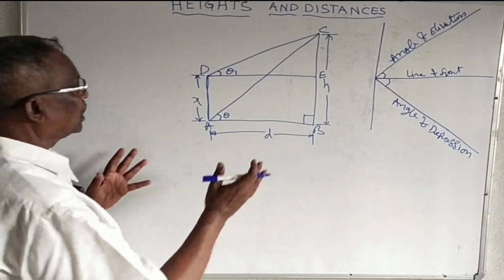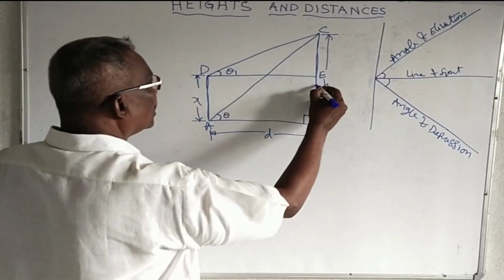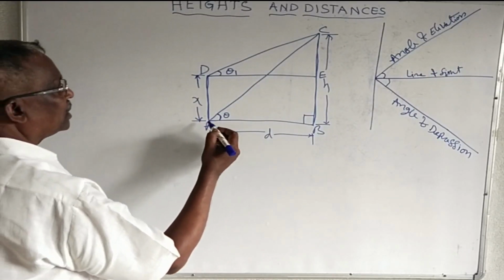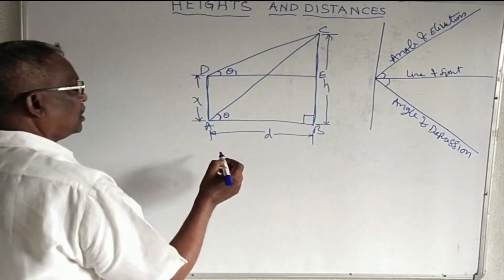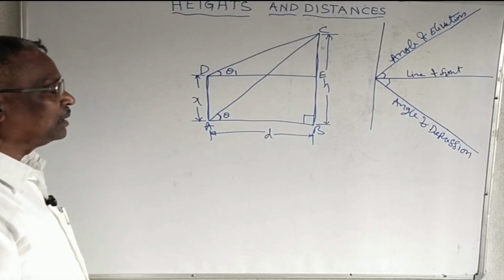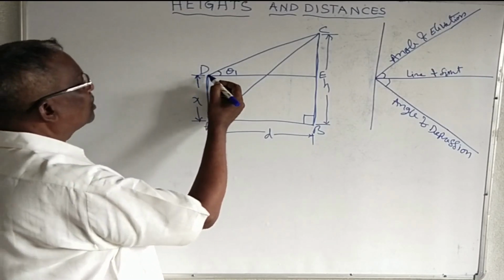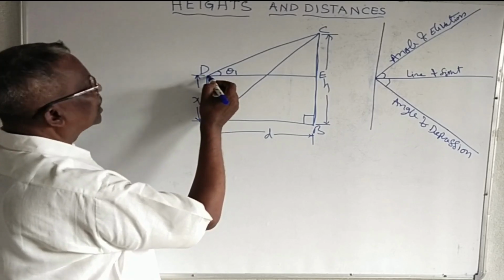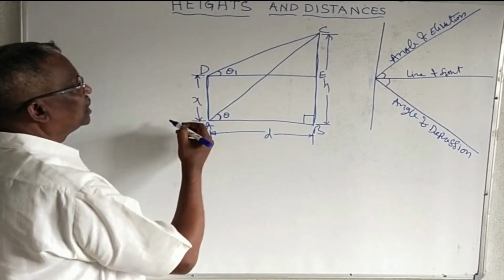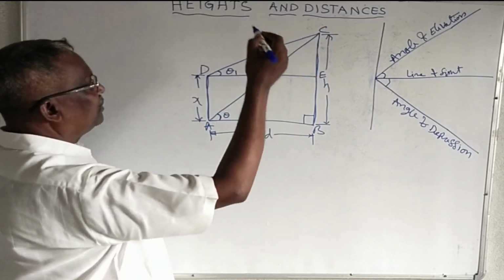Next, the third model. The observer sees the top of the tower with the angle of elevation theta. So the distance is D, the height of the tower is H. Then he went to the first floor or second floor, and from that location he observed the top of the tower with the theta 1 angle of elevation.